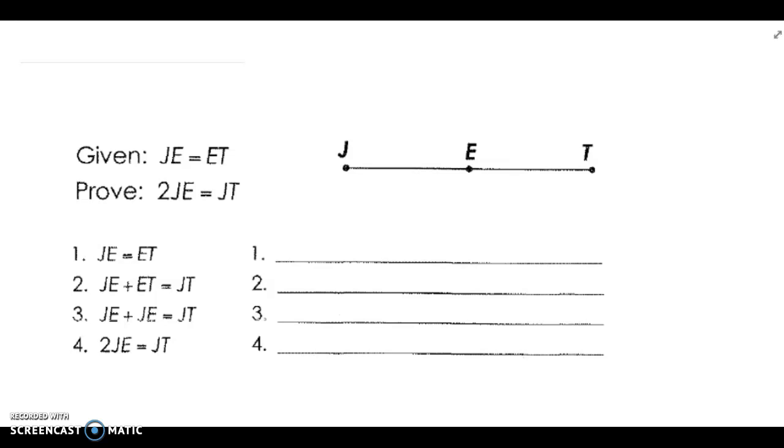All right, let's do the first proof example on this foldable. Now this foldable, they should be easier examples, so hopefully you can do most of these on your own, but we will go over some of them. All right, so we're given that JE equals ET. Okay, well, hopefully by now you know that that is given.